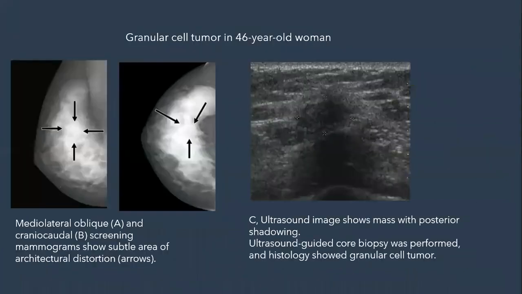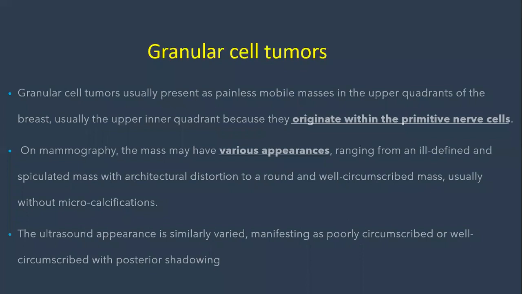And this is a case of architectural distortion on mammography and ultrasound due to granular cell tumor, which is also extremely rare, originating from primitive nerve cells. It has a variable appearance. It can be an ill-defined or spiculated mass or architectural distortion. At the same time, it can be a circumscribed mass. Usually without microcalcifications. On ultrasound it is the same.